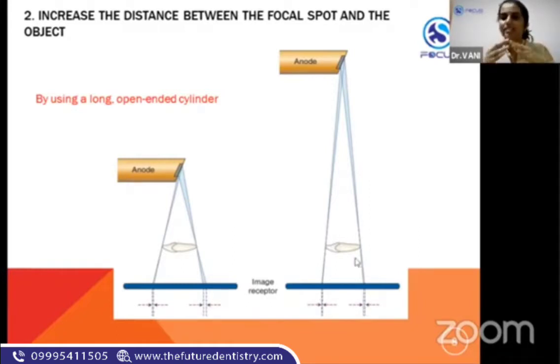And see, this is actually a geometrical principle. You have to imagine this picture in your mind. Rather than a theoretical basis, it is a pictorial representation of how the rays come and touch the tooth and cause an image on the film. Okay, so you have to use an increased distance between focal spot and the object. That is the second principle.